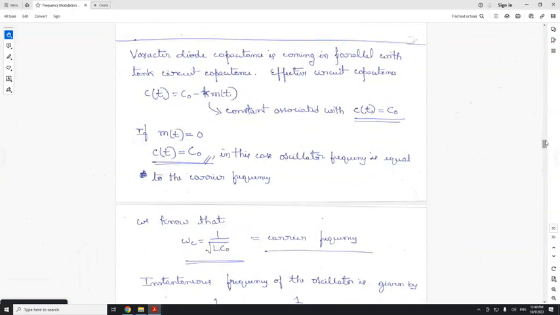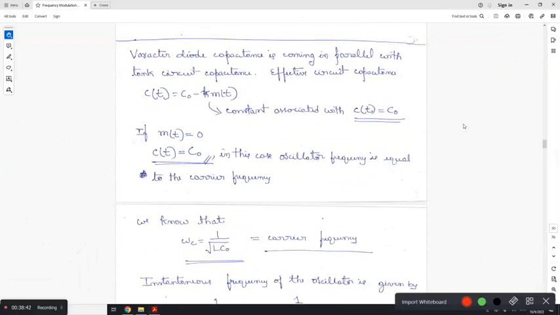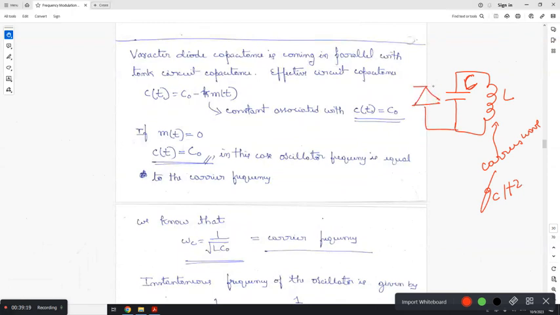Your tank circuit, listen carefully. If you understand, you will be able to understand forever. See here, first you make your tank circuit, and the values of this C and L are designed in such a way that it will generate a carrier wave of frequency, say FC hertz, high frequency. Now what I will do, I will convert this into an FM circuit by connecting one varactor diode in parallel, where you connect your message signal M of t to that.